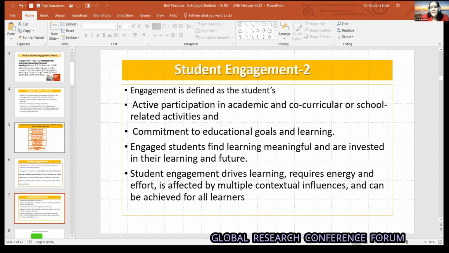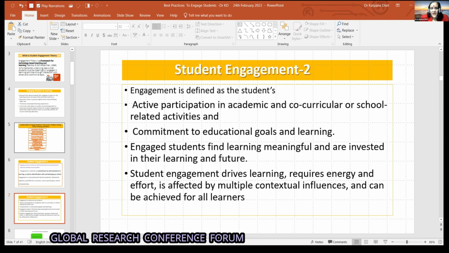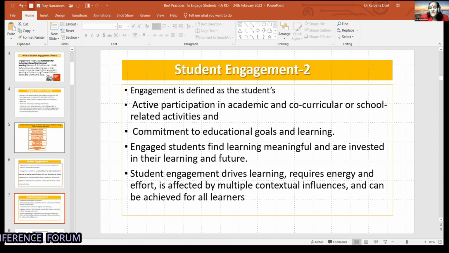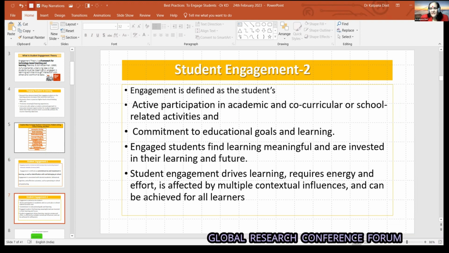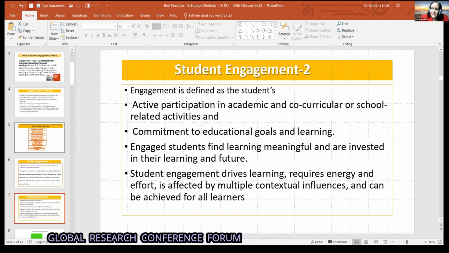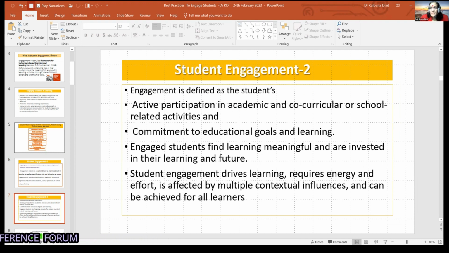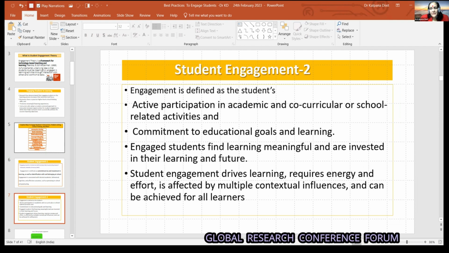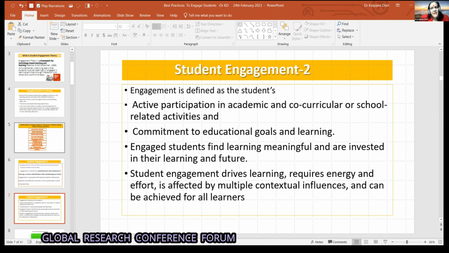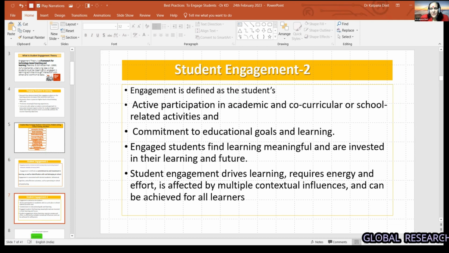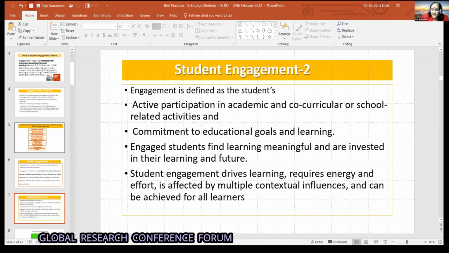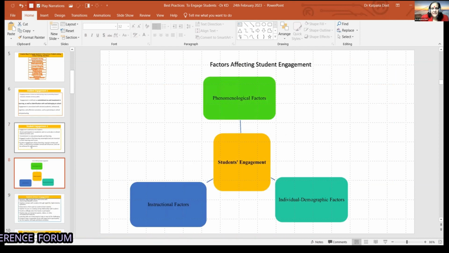Student engagement two is defined as the active participation in academic and co-curricular or school-related activities. That is also important because the national policy of education is insisting on integrated curricular activities, not co-curricular. Co-curricular activities are an extra part of activities. So now we engage students through our regular classroom mode in different activities. They are integrated classroom activities.